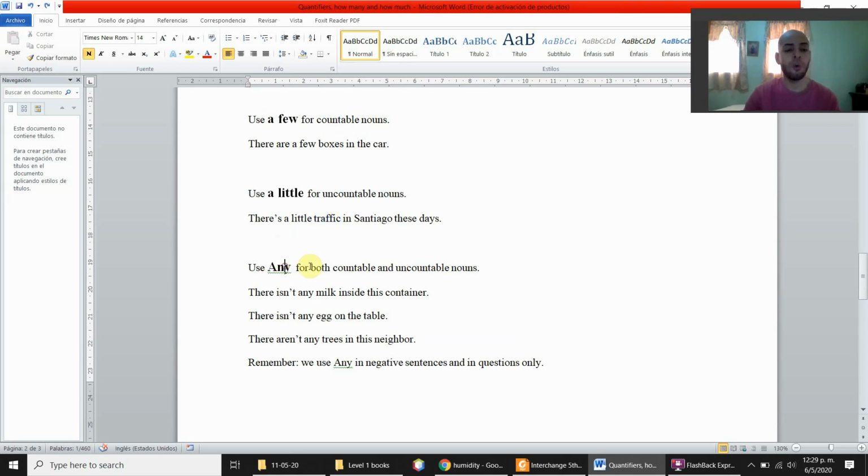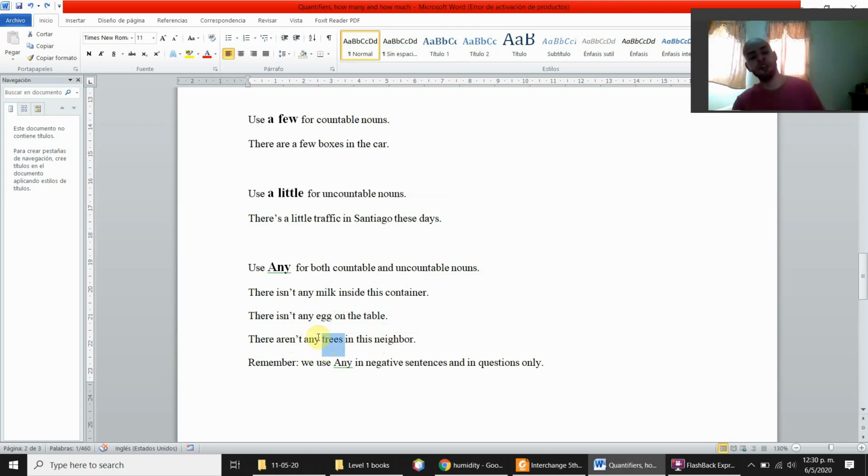Okay. So we use any for both countable and uncountable nouns. There isn't any milk inside this container. Milk, uncountable. And there isn't any egg on the table. Again, any can be used for countable too. There aren't any trees in this neighborhood. Countable, any.